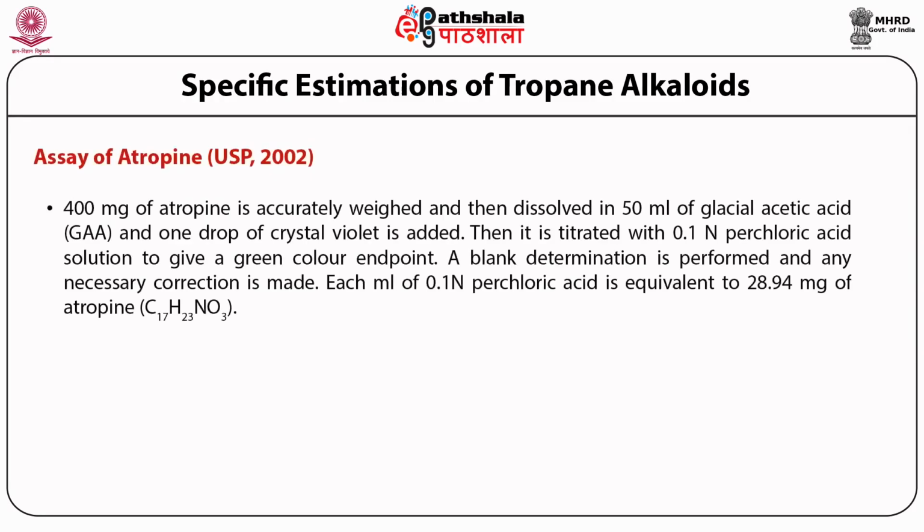So these are two official methods for the assay of atropine. In the first method, atropine is accurately weighed and then dissolved in 50 ml of glacial acetic acid. A drop of crystal violet is added. It is then titrated with 0.1 normal perchloric acid to give a green color endpoint. A blank determination is also performed for the necessary corrections. Each ml of 0.1 normal perchloric acid is equivalent to 28.94 milligrams of atropine.